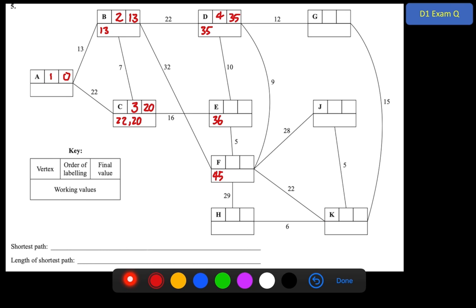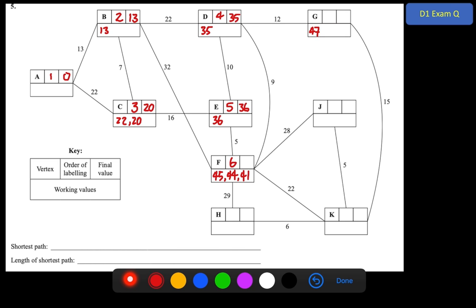But it also connects to F for 9, and that would take that to 44, which is smaller than 45. It also connects to G for 12. That's 47. That's all the ones that connect from here. Between these 3, 36 is the smallest. That's the next one to get its label. 5th point labeled, 36 is the smallest working value. It only connects to F out of the ones that don't have labels yet. 36 plus 5 is smaller than 44 for 41. And that is now the next one to get its label, because there's only 2, 47, 41.